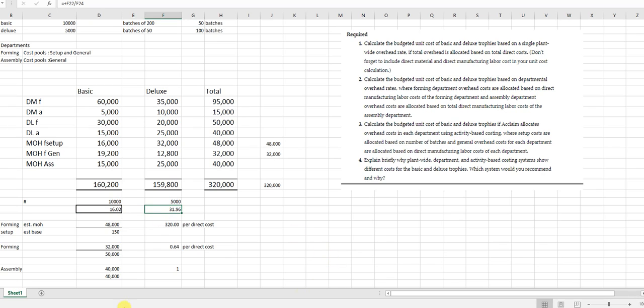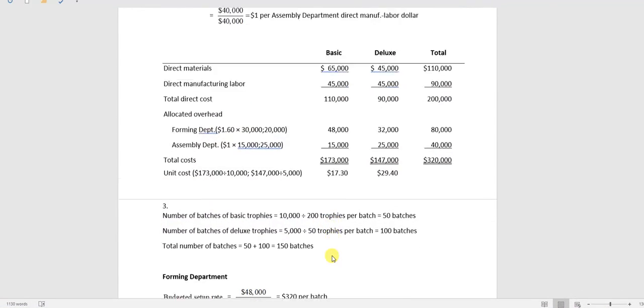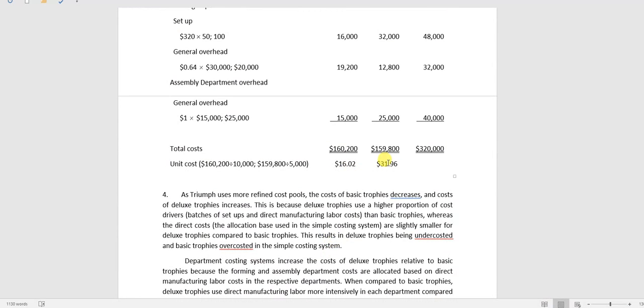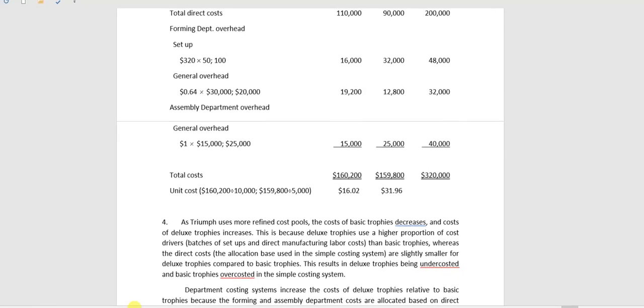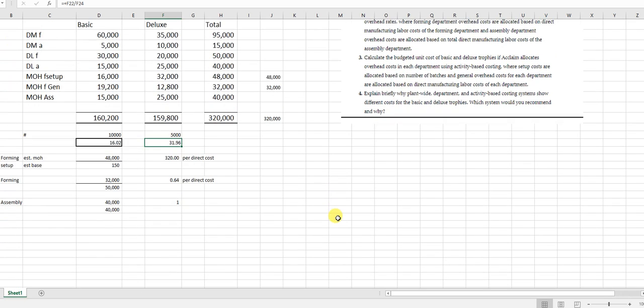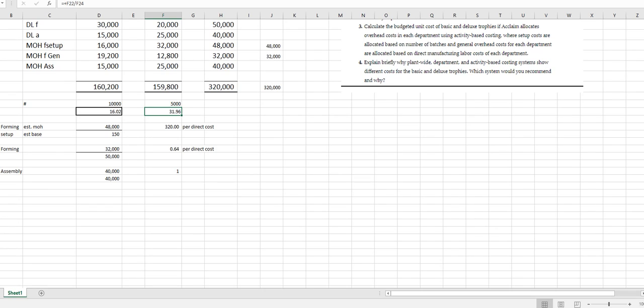And we'll go back over to the other solution, and you can see they kind of do the same thing we did, 1602, 3196. Question 4 asks for briefly explain why the plant-wide department and activity-based costing system show different costs. Which system would you recommend and why? And hopefully you picked up on the fact that it was due to the batches, but let's kind of take a look at what they say.